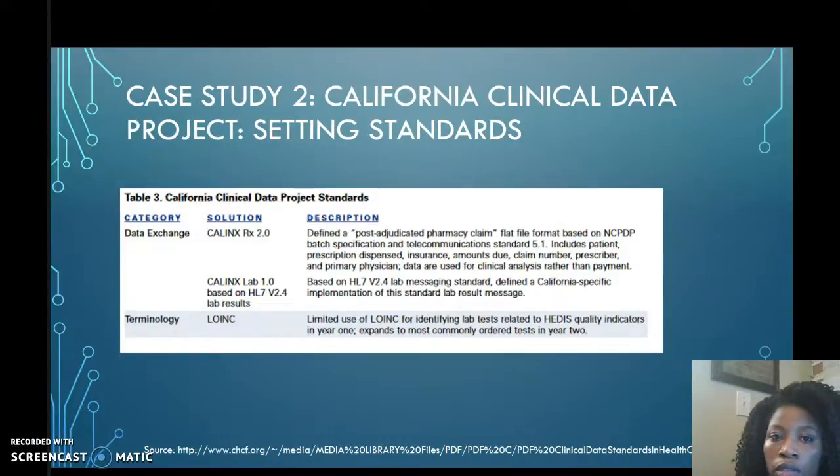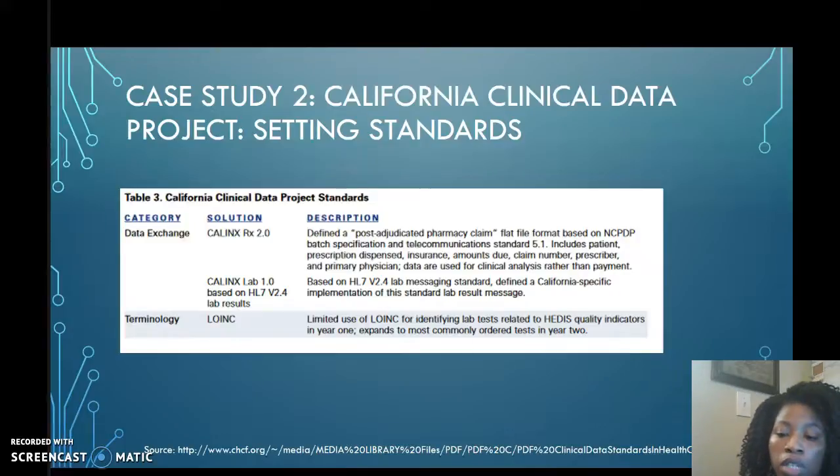Case Study 2, California Clinical Data Project, Setting Standards. This was a statewide project that was established for creating a uniform pharmacy and laboratory data using data standards and rules for exchange. This project used existing exchange standards and expounded from them. A previous agreement that they had resulted in no specific oversight or specifications, and medical groups received the data in multiple formats, which was a problem that they wanted to resolve.